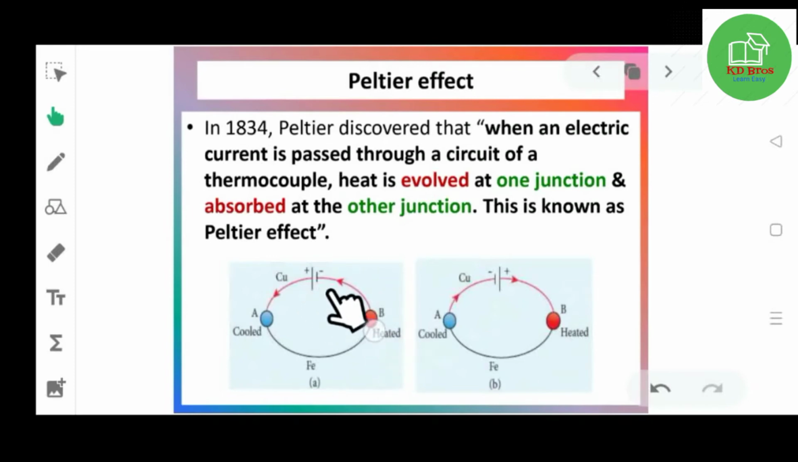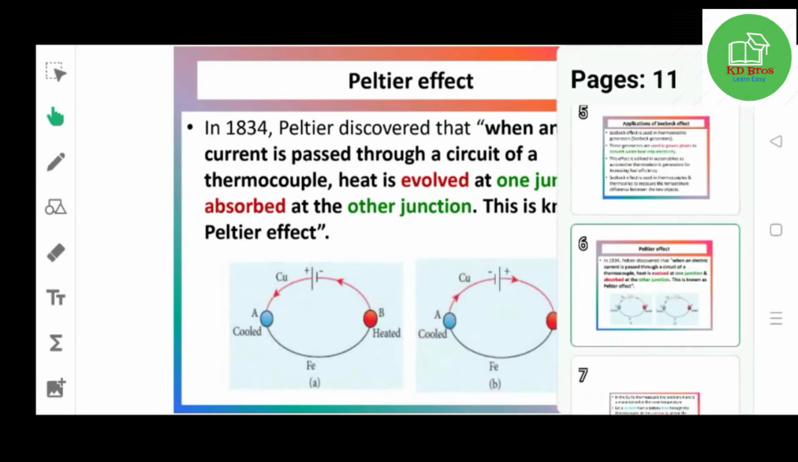Suppose if you reverse the battery, the current, and here there is a small mistake in the diagram. When the current is passed in the second diagram, if the current is passed from copper to iron, B becomes cold, and iron to copper, the current is passed at the junction A, and this junction becomes hot. Okay, so this you can keep in your mind.